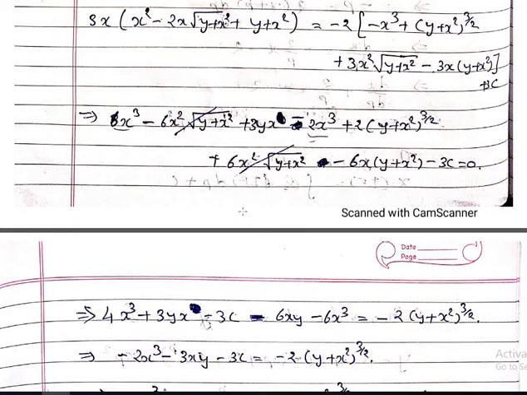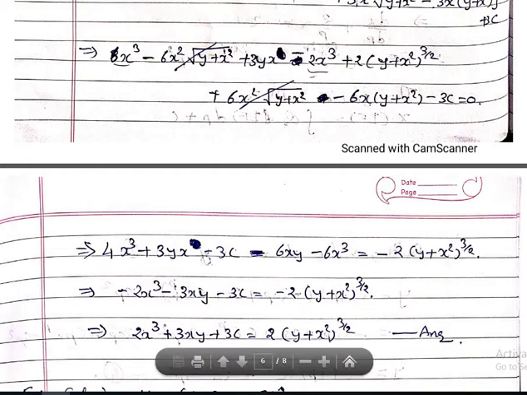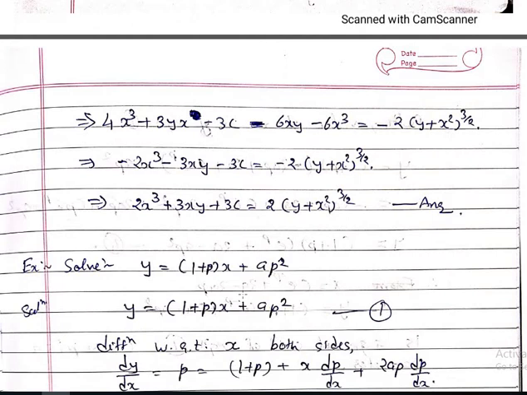simplifying all the terms, that will give you 4x cube plus 3xy minus 3c minus 3xy minus 6x cube is equal to minus 2 into y plus x square raised to 3 by 2. And again, 4x cube minus 6x cube is minus 2x cube. 3y minus 6xy, that is minus 3xy. Minus 3c is equal to minus 2 into this. Multiplying by minus, that will give 2x cube plus 3xy plus 3c is equal to 2 into y plus x square whole raised to 3 by 2. So this is your answer, which is in the form of x, y and c.